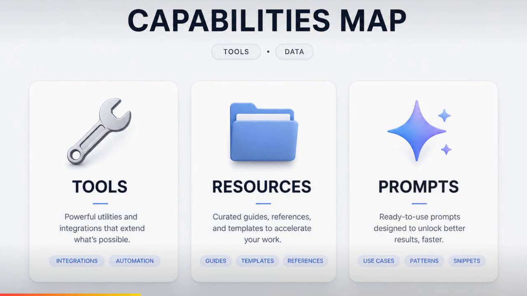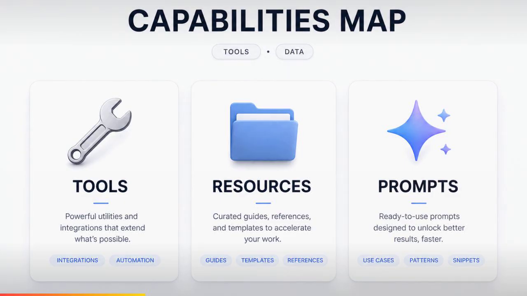Tools are callable functions with JSON schema arguments. Resources are readable URIs like files or dashboards, and prompts are reusable templates the host can surface in slash menus. Name tools narrowly so models do not confuse them.